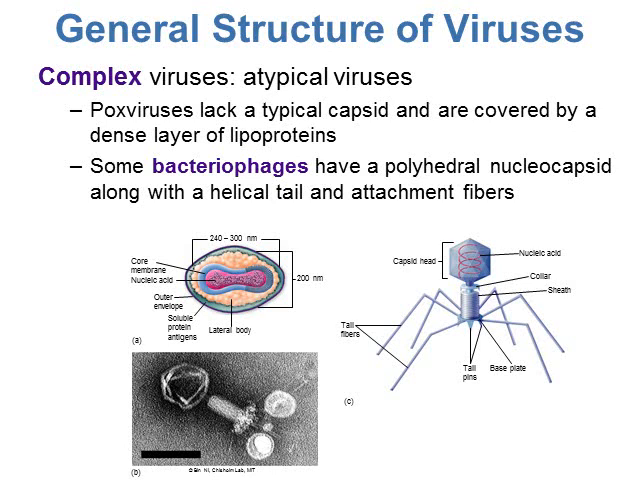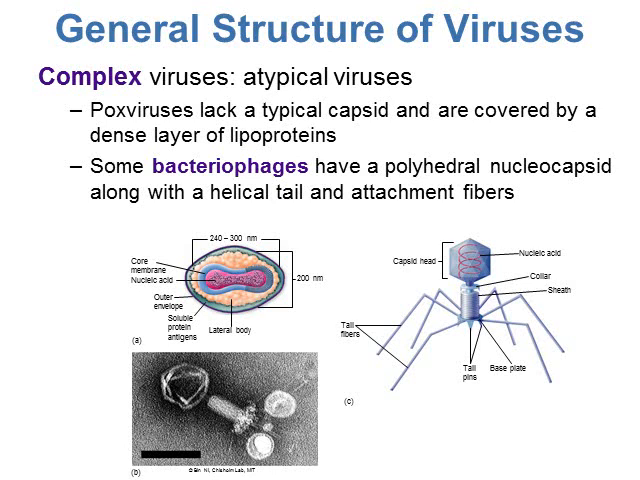Some types of viruses are called bacteriophages. Bacteriophages, or phages, are viruses that infect bacteria cells. So these bacteriophages have a polyhedral nuclear capsid along with a helical tail and attachment fibers. So bacteriophages are a little more complex. And a bacteriophage, you can see a cartoon drawing of it on the right-hand side.